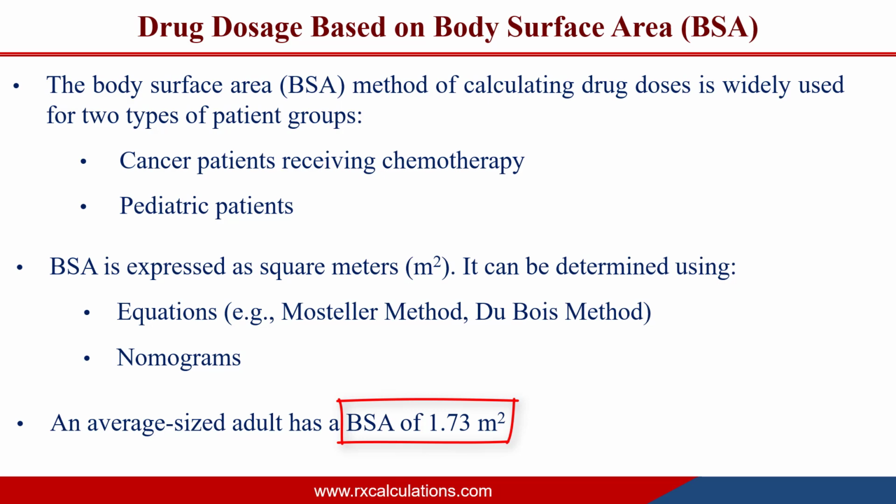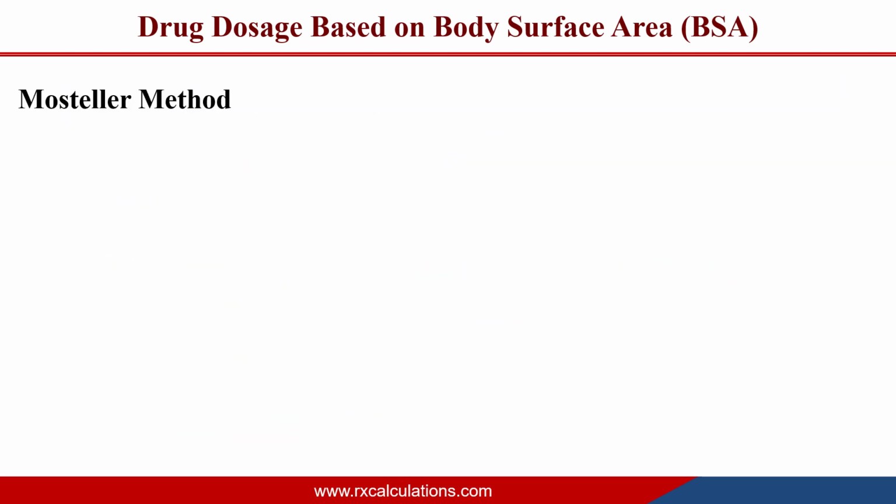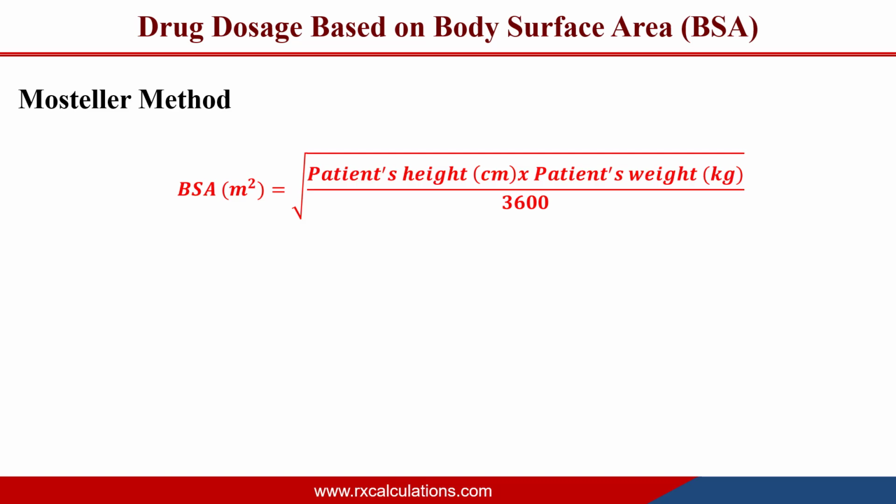So now let's go ahead and take a look at how you calculate the body surface area using the equation method. And so the equation we want to focus on is the Mosteller method, and the equation says that BSA in meters squared is equal to the square root of the patient's height in centimeters times the patient's weight in kilograms divided by 3600. Now the 3600 is an empirically determined constant.